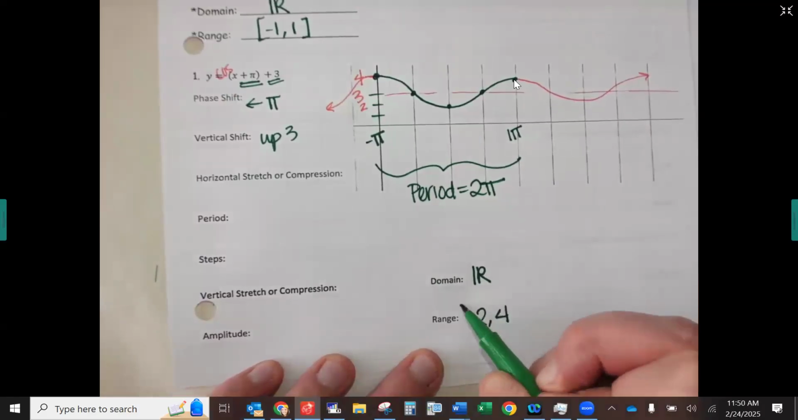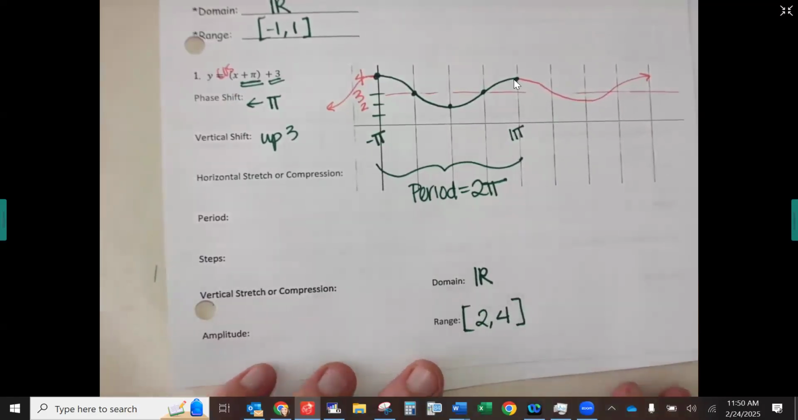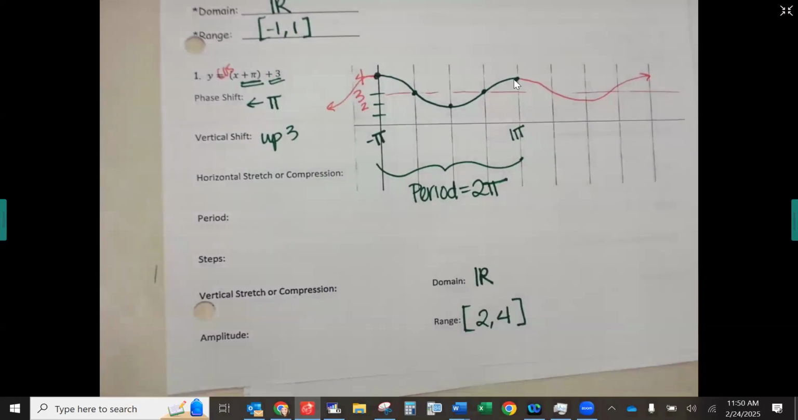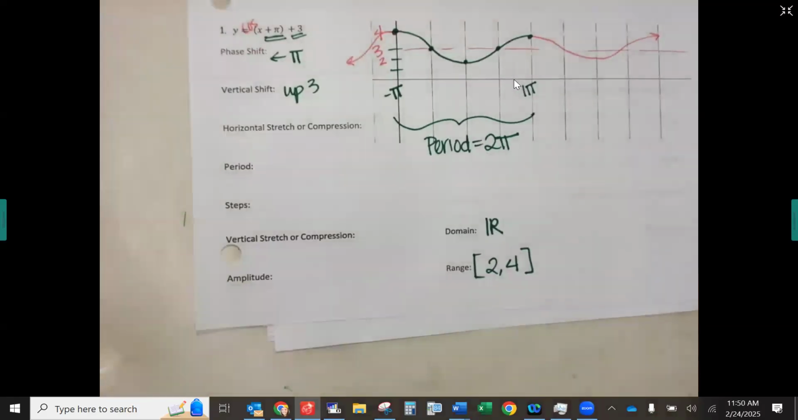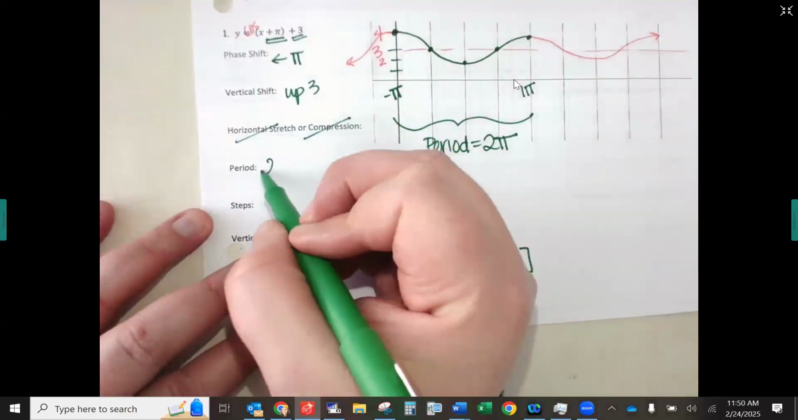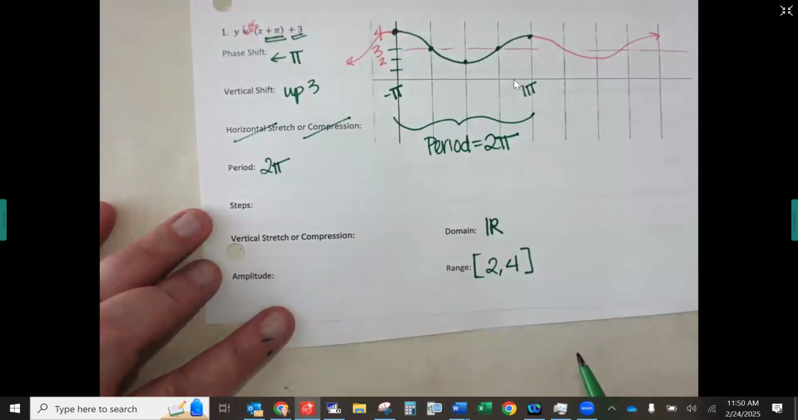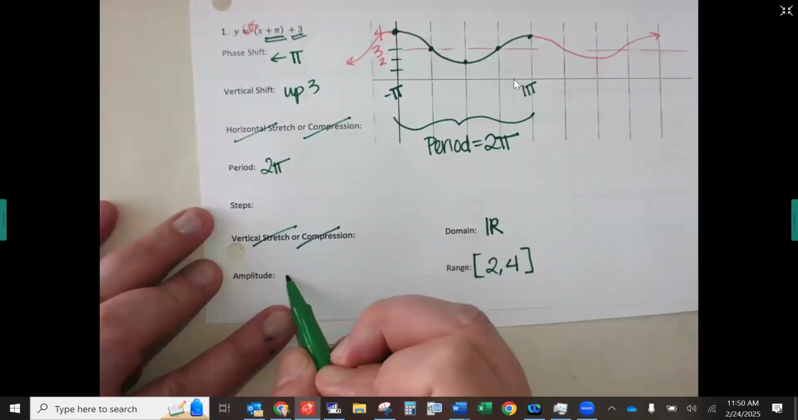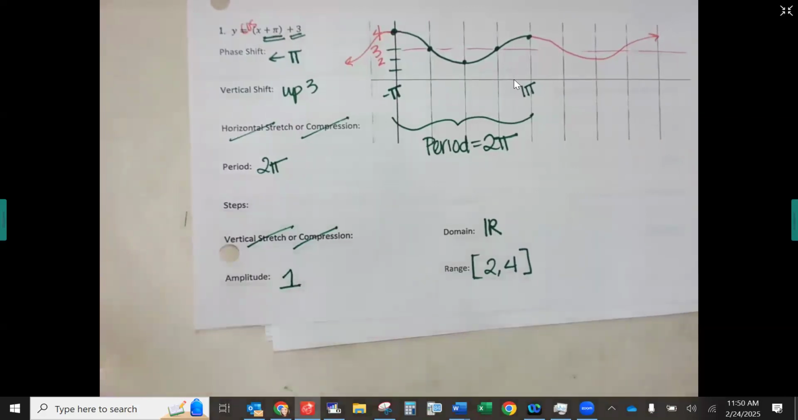2 to 4. Very good. With my midline at 3, which is dead center on that. Okay. Now for this graph, we did not have a horizontal stretch or compression. So my period was still 2 pi. And then for my vertical, we didn't have one, so my amplitude was still. All right, when you're ready, go ahead and turn the page.